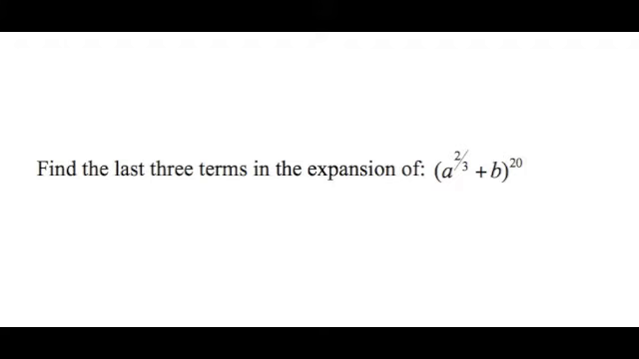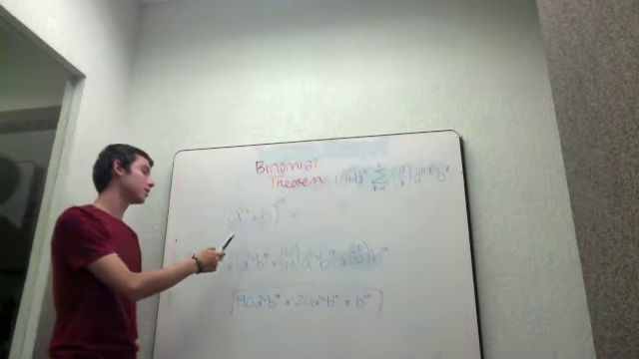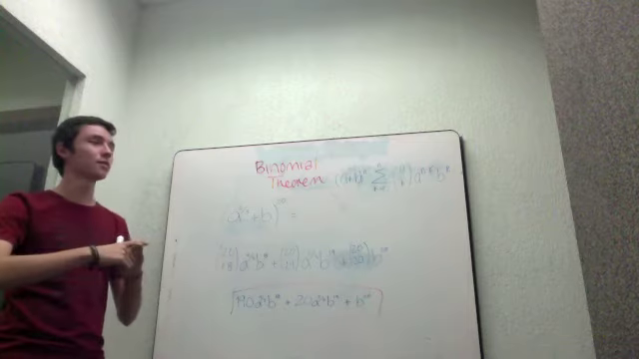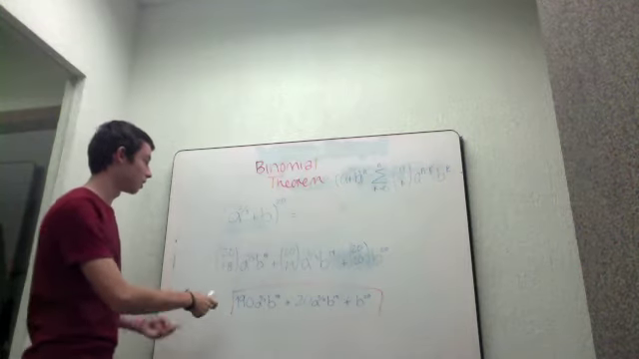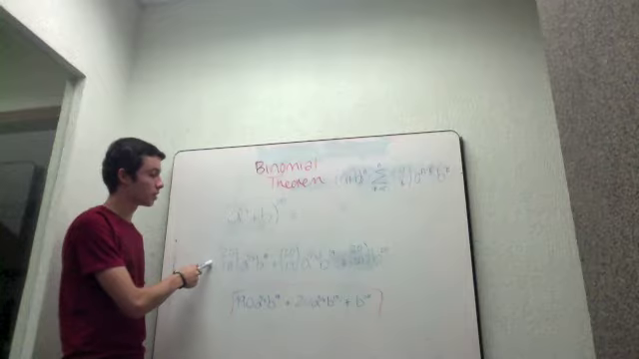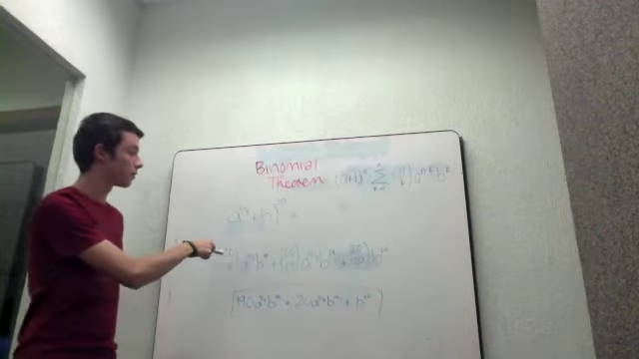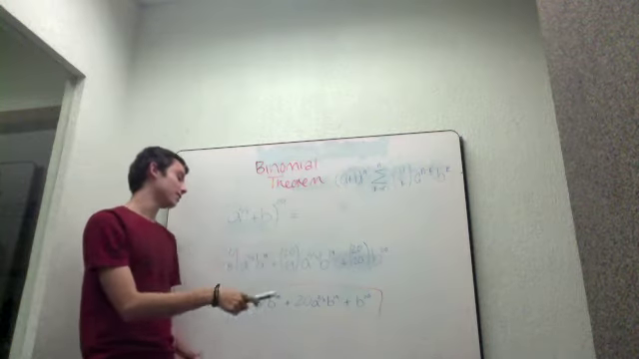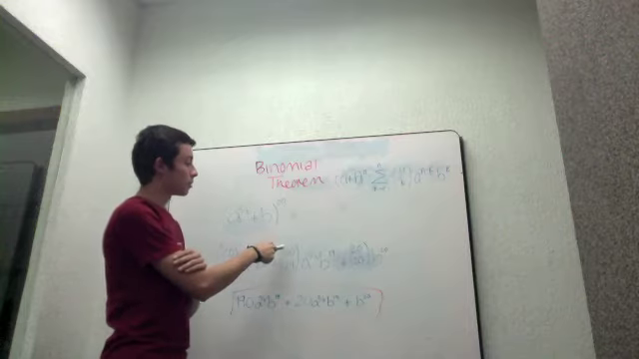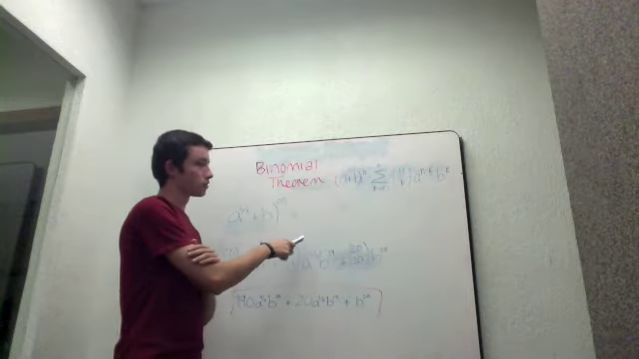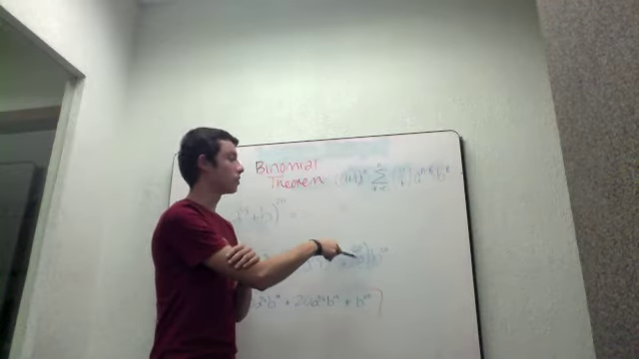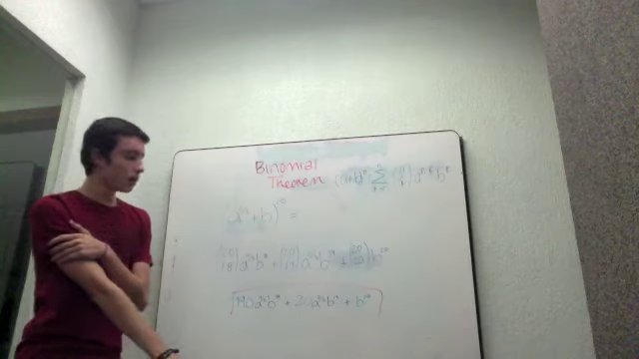Find the last three terms in the expansion of (a^(2/3) + b)^20. To solve this we use the same formula, so we have to get the term number 18, the term number 19, and the term number 20. So here is 20 combination 18, a to the 4/3 power, b to the 18 power, plus 20 combination 19, a to the 2/3 power, b to the 19 power, plus 20 combination 20, b to the 20 power.